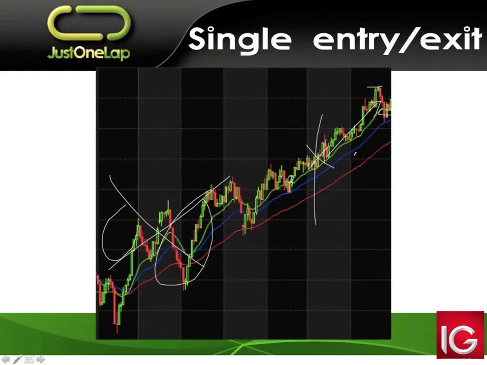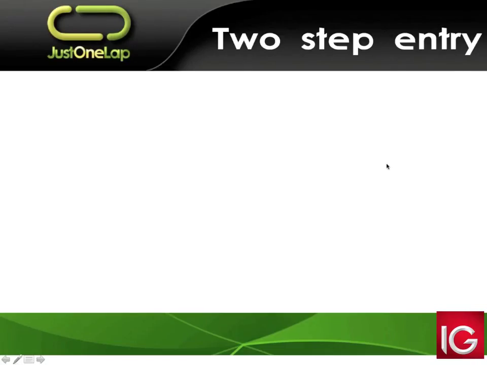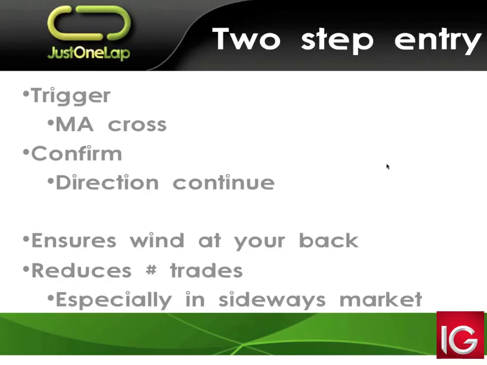But it's a case of using that same line, in my case, a 15 exponential moving average, for my entry and for my exit. It means that I'm either in that trend or there isn't currently a defined trend and therefore I'm not in it. So then going on to a two-step entry process. And I've used this for a number of years. And what we're basically saying here is my trigger is the MA cross. Confirmation is direction continuing. And what I'm doing is I'm trying to build the wind at my back.